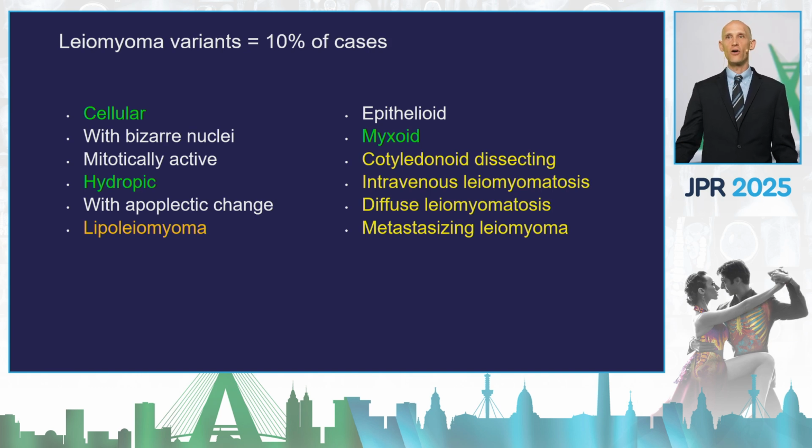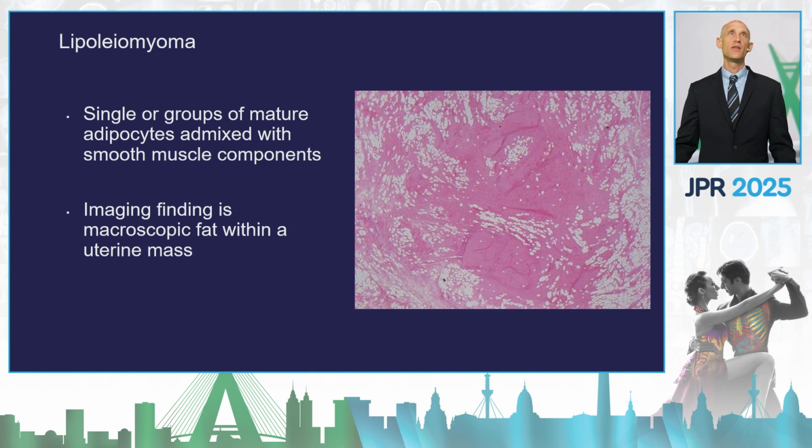And the one listed in orange is the easiest one for us because it contains macroscopic fat, which we are very good at detecting. So let's start off with the easy one. This is a lipoleiomyoma. This is when you have a benign smooth muscle tumor that has intermixed areas of mature fat or adipocytes. The imaging finding we're going to see is the presence of macroscopic fat within a uterine mass. Probably our biggest challenge is to make sure we don't make the mistake of calling this a liposarcoma.